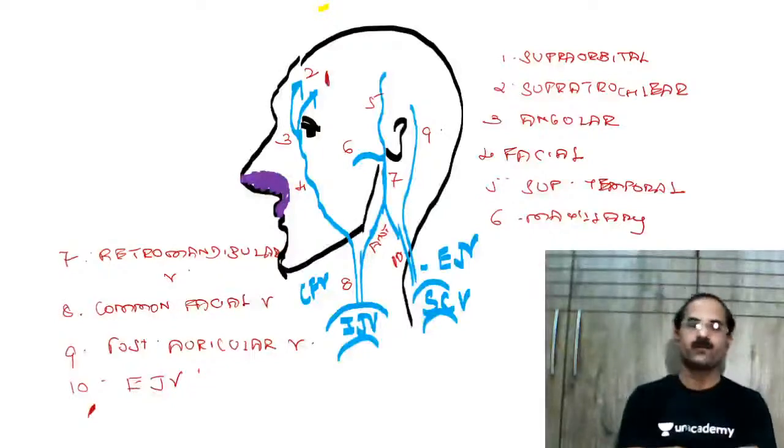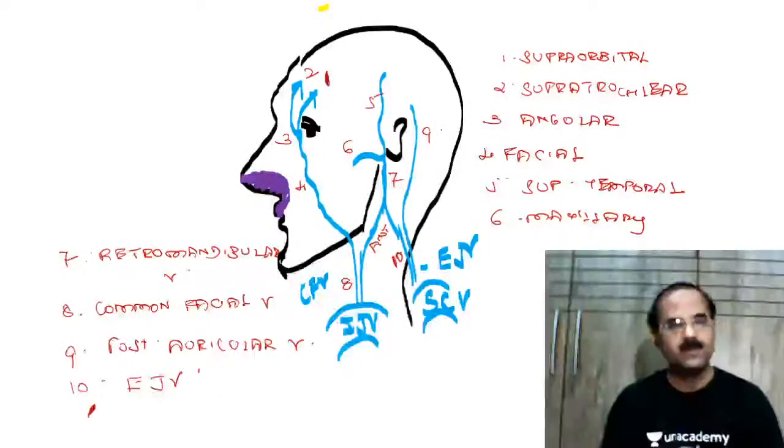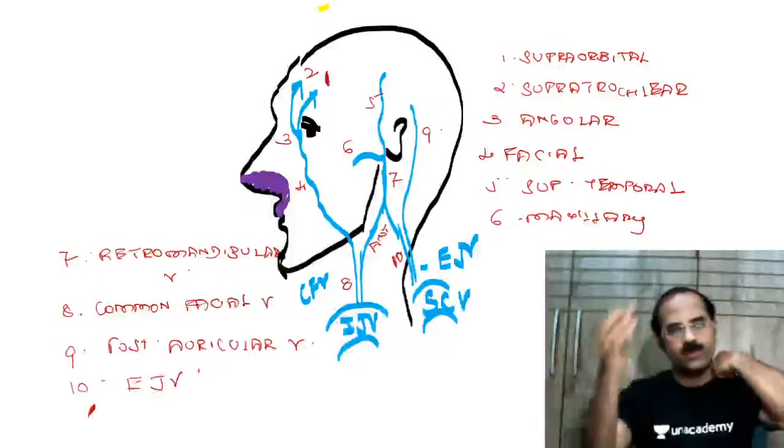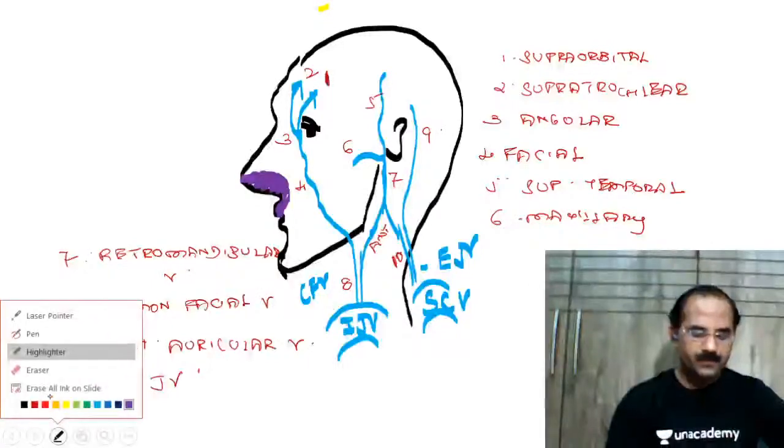Now, how does the infection go? We'll see that. Okay, just see the actual slide once, so it will become very easy for you. The lower part of the nose and the upper lip. This is known as the dangerous area of the face.